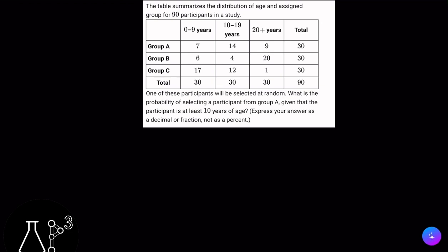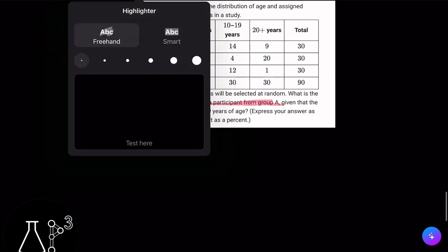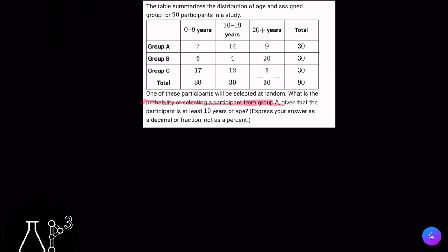We're looking for the probability of selecting a participant from group A, obviously. But there's important information here. We're given that they're at least 10 years of age. What does that mean? Anybody that's 9 years or less does not matter. So this whole section right here, we can erase or just scribble out. We're looking for 10 years of age and higher.